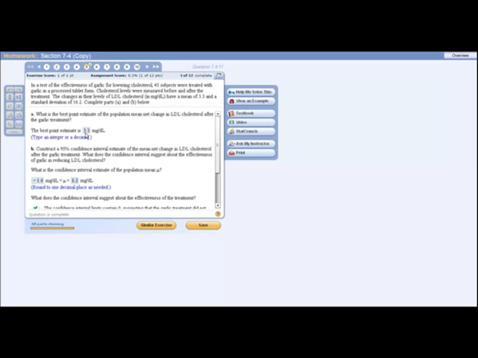Now, because of sampling error, we need to calculate an interval estimate. So part B says construct a 95% confidence interval estimate of the mean net change in LDL cholesterol after the garlic treatment. And then what does the confidence interval suggest about the effectiveness of garlic in reducing LDL cholesterol? So we're going to click StatCrunch.